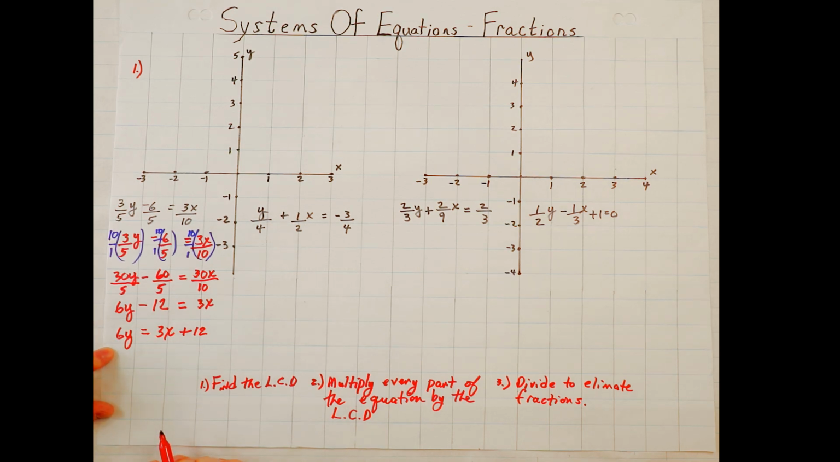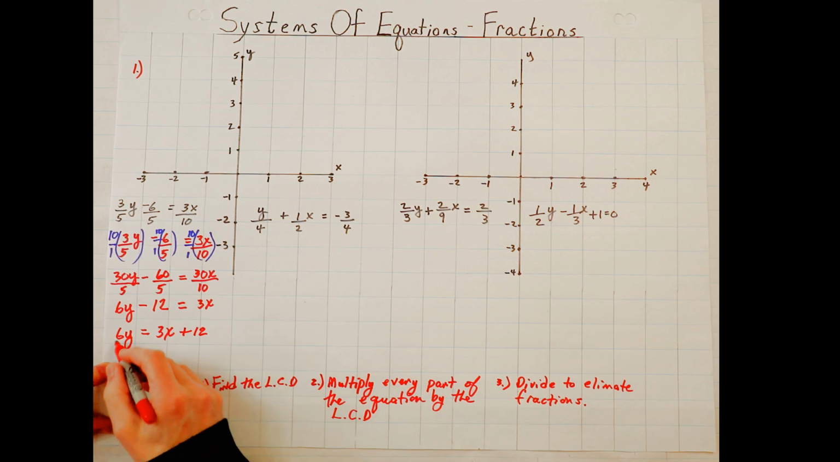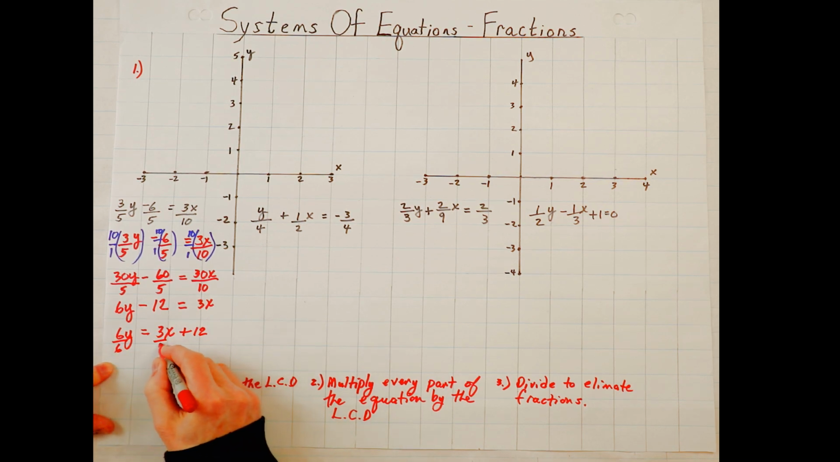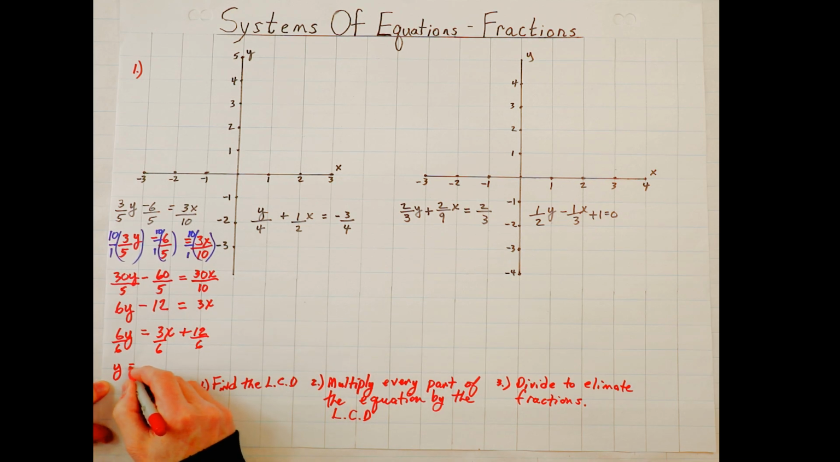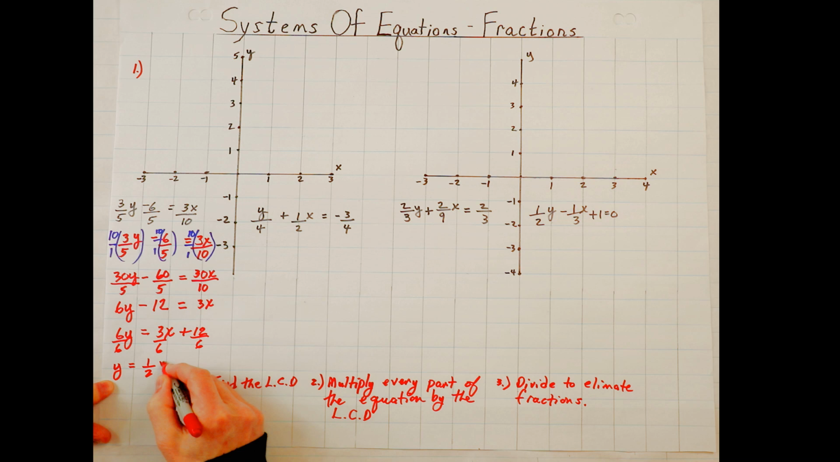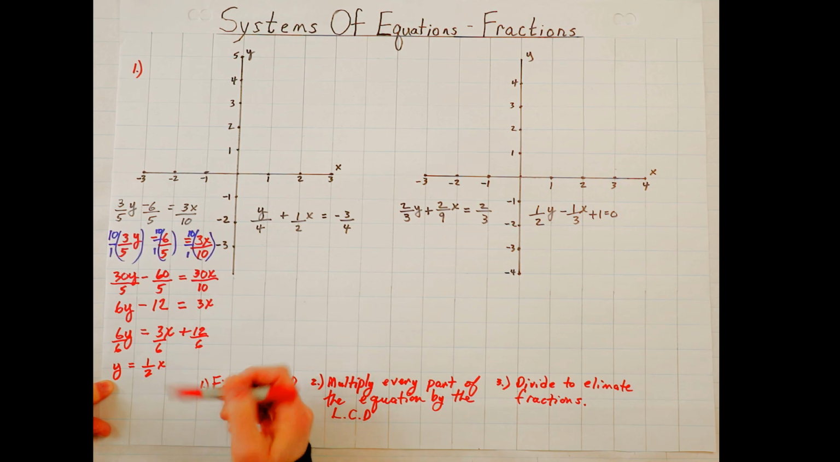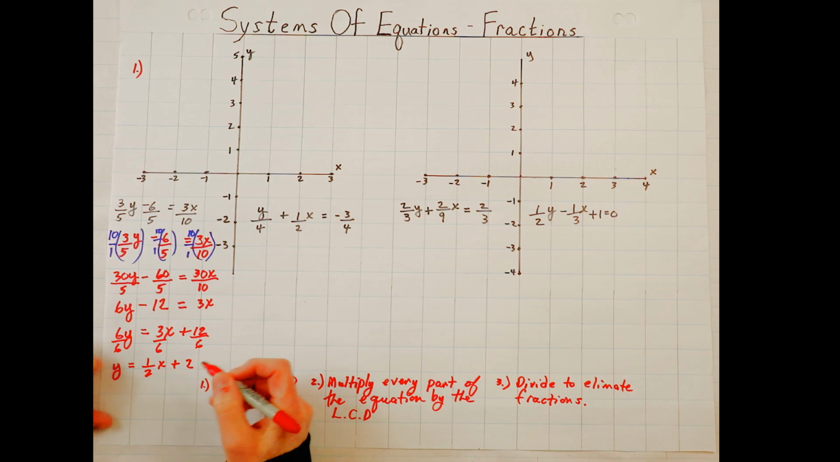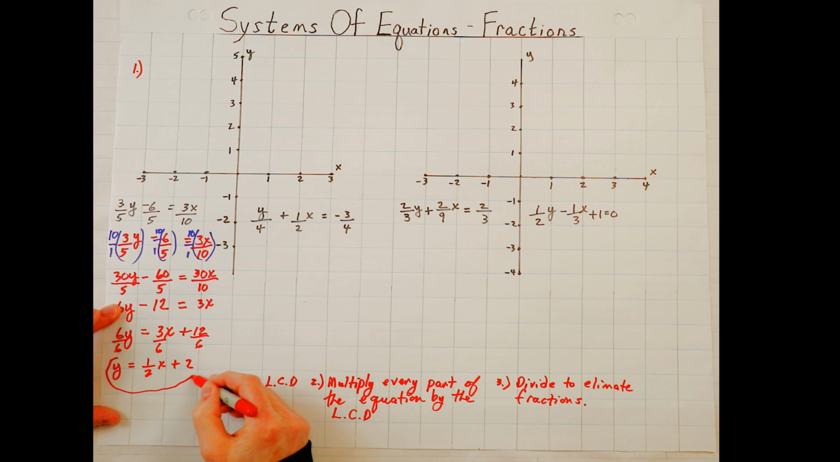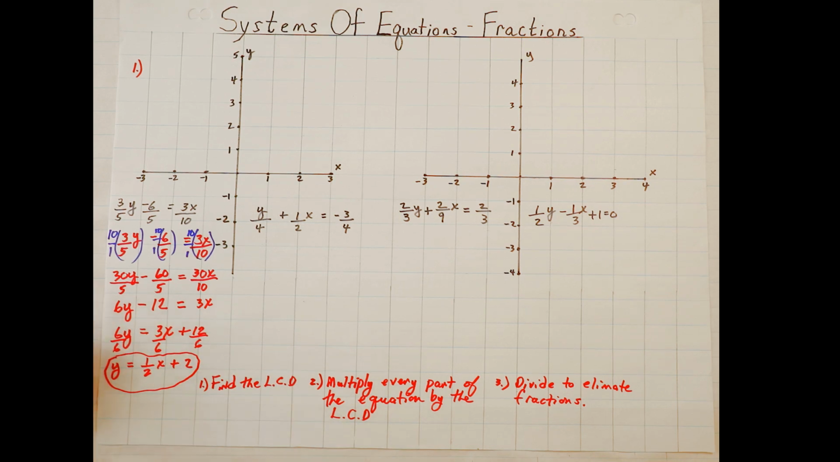Only one thing left to do. We divide everything by 6. Y equals 1/2 x. See, 3 over 6 reduces to 1/2. We keep the x plus 12 divided by 6, 2. So there is our first equation.